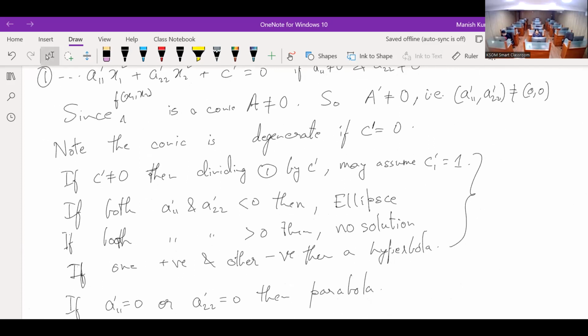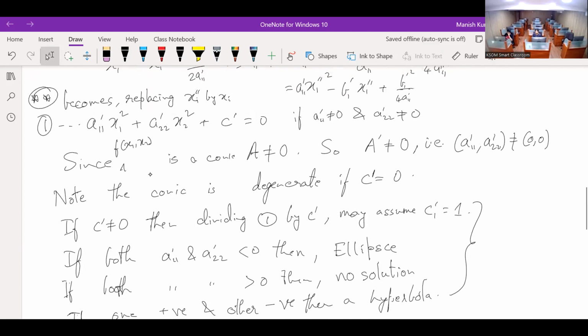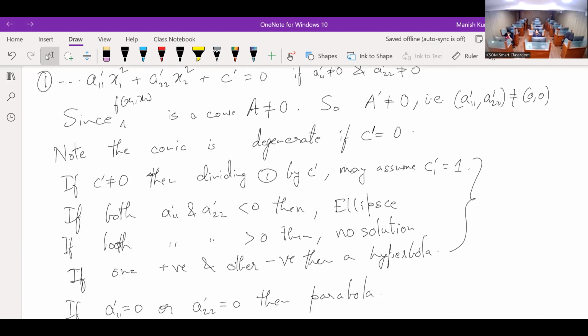From these conclusions, if there are different signs and there is the constant, then it's either a hyperbola or two lines. It may happen that C prime is zero. So if both of them have different sign, then it's either a hyperbola or a pair of lines, and if you know that it's non-degenerate, then it must be a hyperbola. If both have the same sign, so both are positive or both are negative, and you know that the solution set is non-empty, then it must be an ellipse.